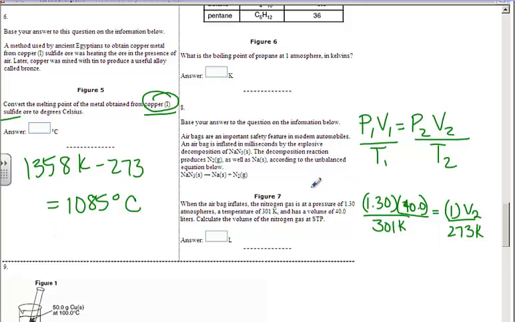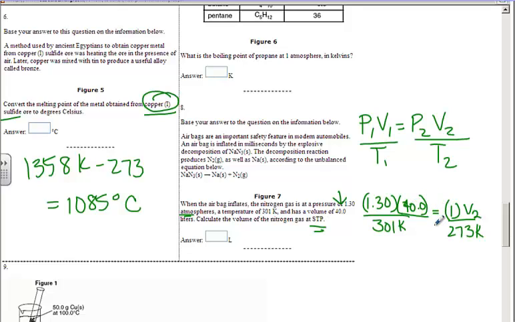Now number 8 is set up because we're using the combined gas law. When I see pressure, volume, and temperature, and they ask me about volume at a different temperature and pressure, then I know I'm using the combined gas law. So the question says to calculate the volume of the nitrogen gas at STP. So that's going to be your P2, V2, and T2, and we're looking for V2. So P1 is 1.30 atmospheres, temperature 1 is 301 Kelvin, and the volume is 40.0 liters.